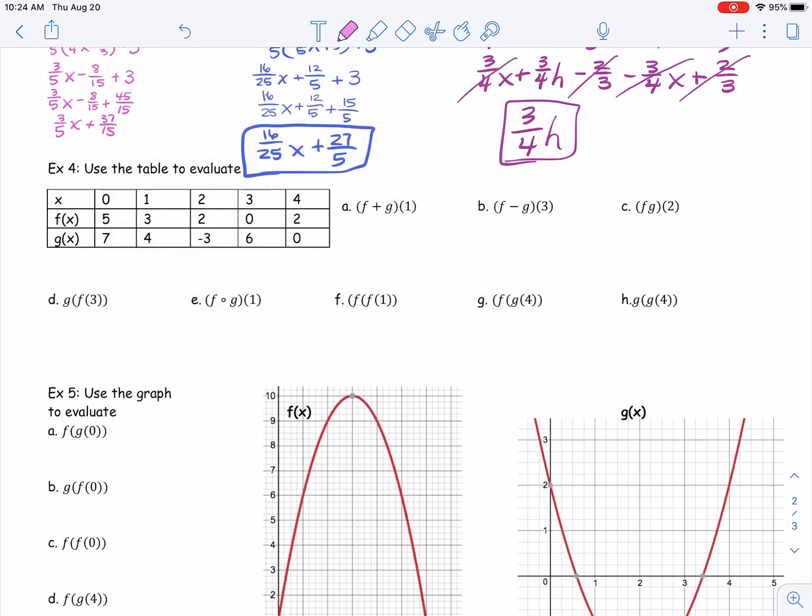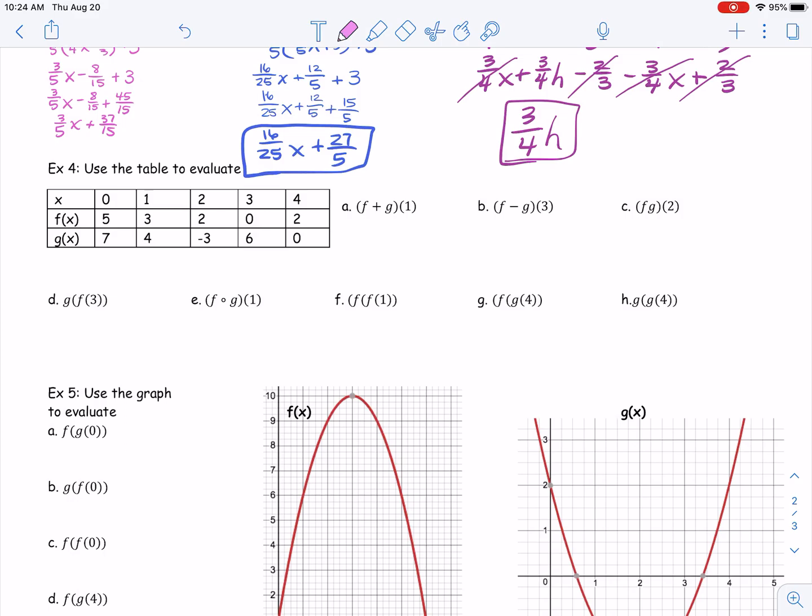All right, moving on to example 4. Now we're using a table. Okay, so I'm not giving you the two functions. I'm giving you a table of their, what's the word I'm looking for? Values. Whew, all right, values.